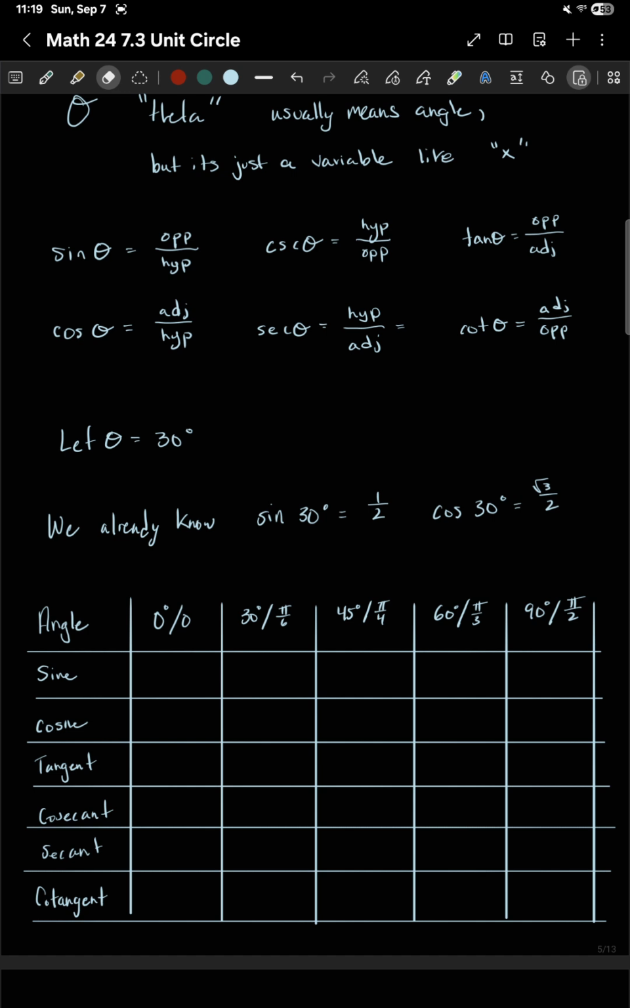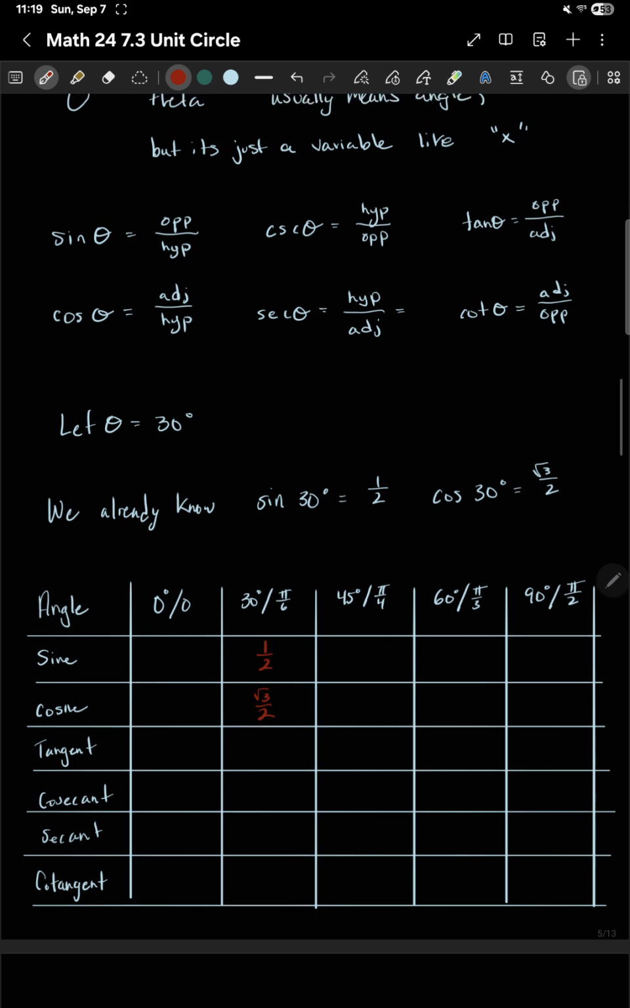We've done this multiple times now, but we already know what sine of 30 degrees is, right? It's 1/2, so we can go ahead and fill this in. And we know what cosine of 30 degrees is. So that's square root of 3 over 2. And so what tangent is.